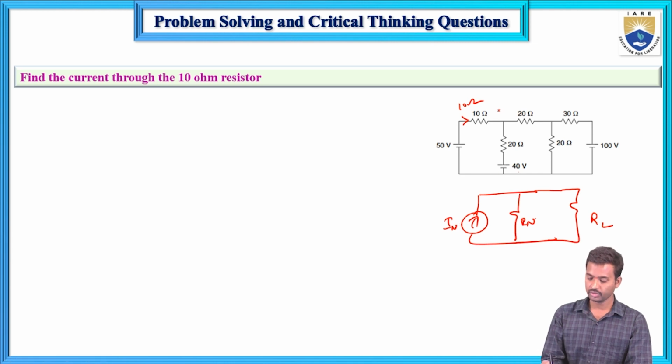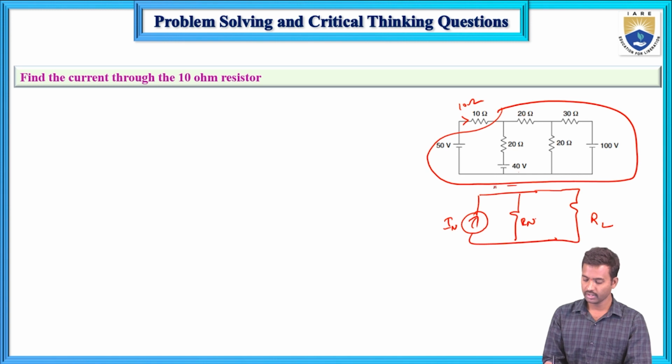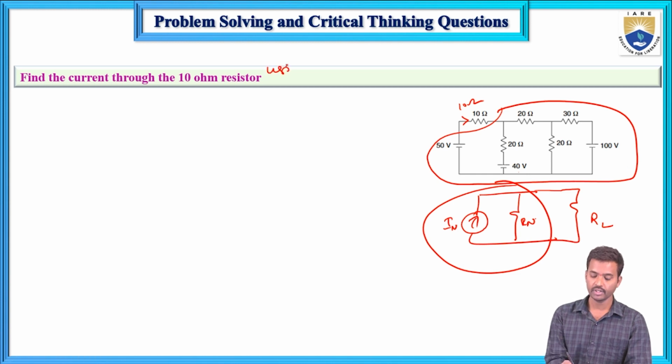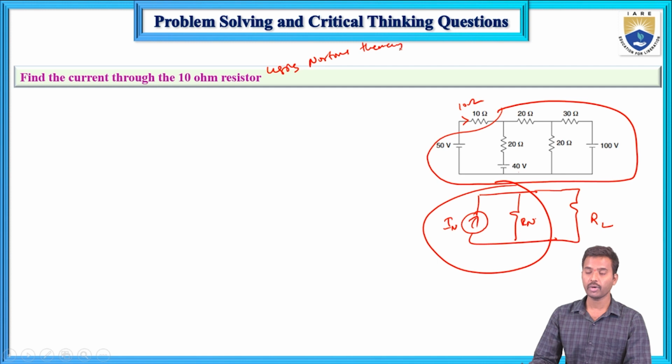So this circuit, the entire circuit, is replaced by this one. What is Norton's theorem? This is using Norton's theorem. A number of voltage sources, current sources and resistors are replaced by a single equivalent circuit. That single equivalent circuit consists of a current source in parallel with a resistance.